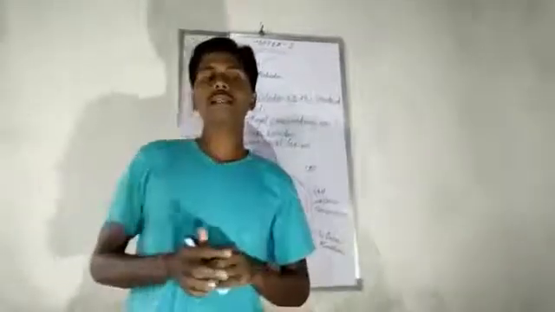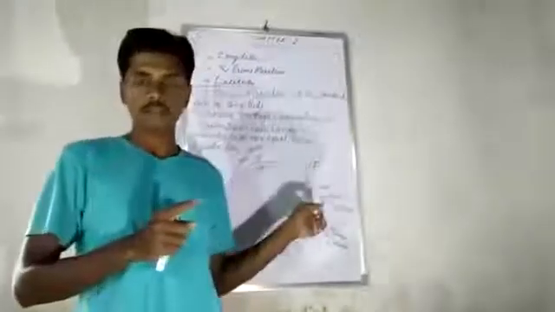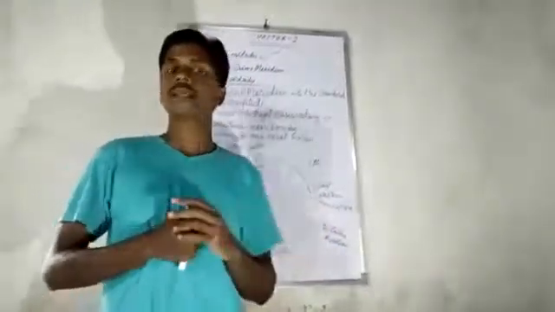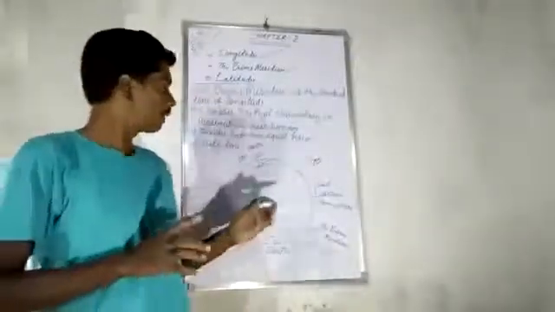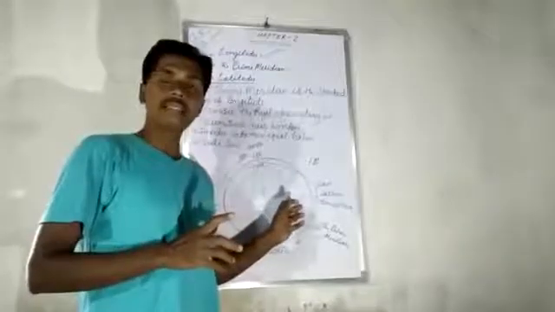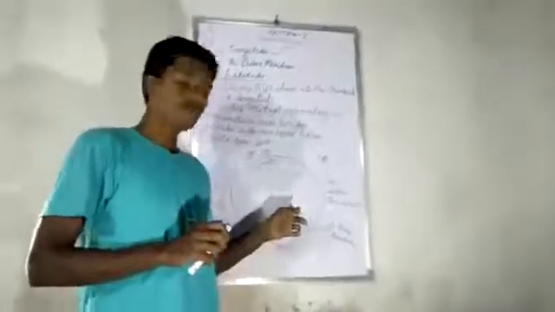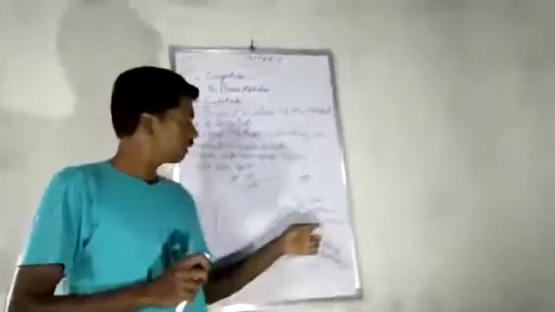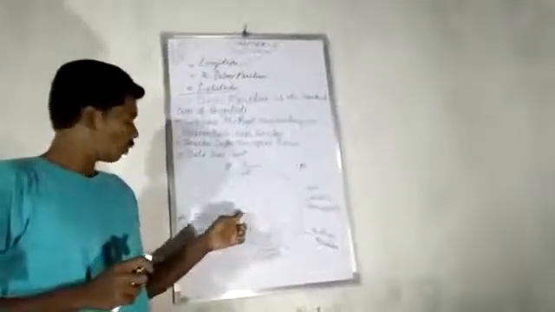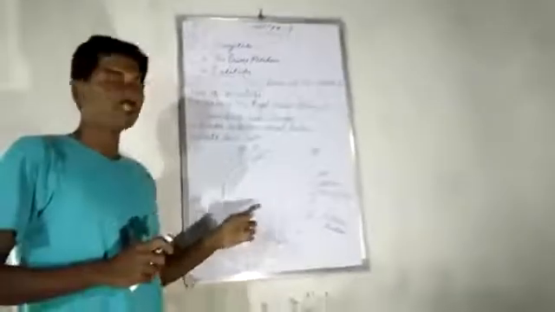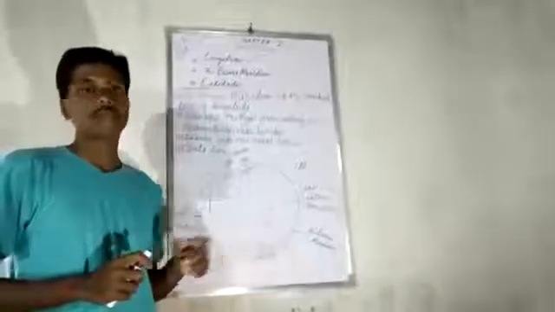The prime meridian divides the world into two equal halves. This line, the prime meridian, divides the world into two equal halves. The region 180 degree east from the prime meridian is called the Eastern Hemisphere, and the region 180 degree west from the prime meridian is called the Western Hemisphere.